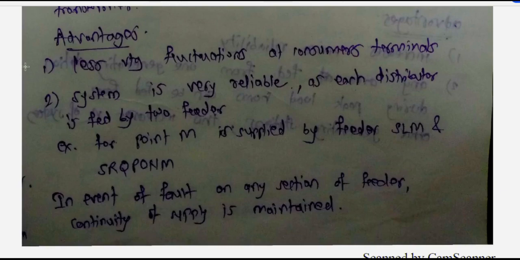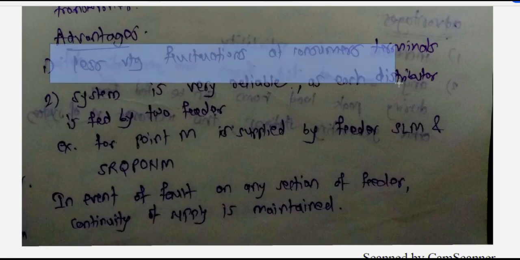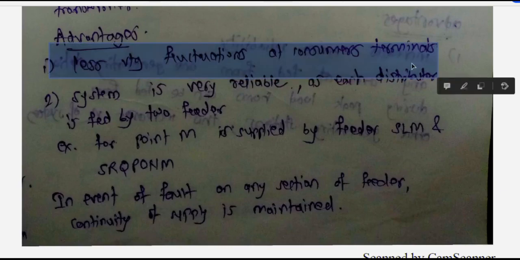So there is less voltage fluctuation at the consumer terminal. So this is perfect, or you can say, we are following this system. The system is very reliable, as each distributor is fed by two feeders. Let's say point M is supplied by feeder SLM and SRQPONM.